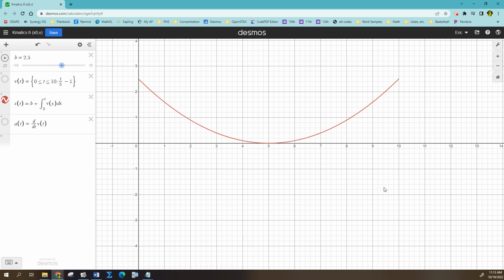Okay, what's that mean though? So what? What's that mean in terms of this? How is that going to help me? I want to sketch the velocity graph. This is the position graph. Position as a function of time. What do you think?